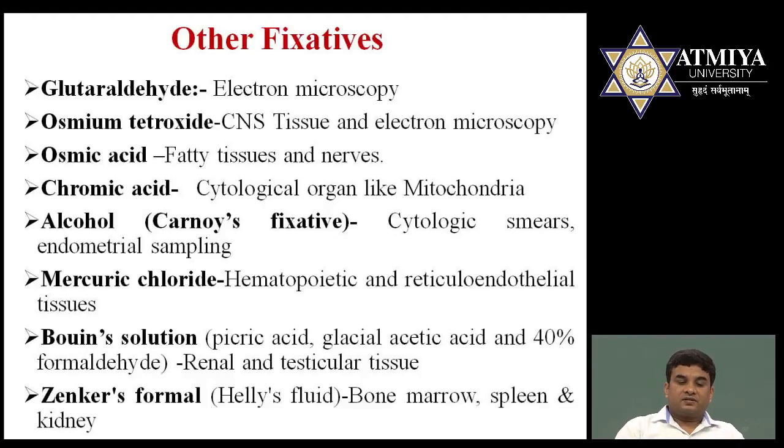Some other fixatives are also there, depending upon the type of tissue and your requirement. If you are using it for electron microscopy, then you choose glutaraldehyde. If you are using some special type of tissue like nervous tissue, then you have to use osmium tetroxide. If you are working with fatty acids, then you have to use osmic acid. So depending upon your requirement and type of tissue, you can use different specialized fixation reagents. But if you don't know about the tissue, then you can use formalin at 10% concentration. That's why formalin is also called a routine fixative.